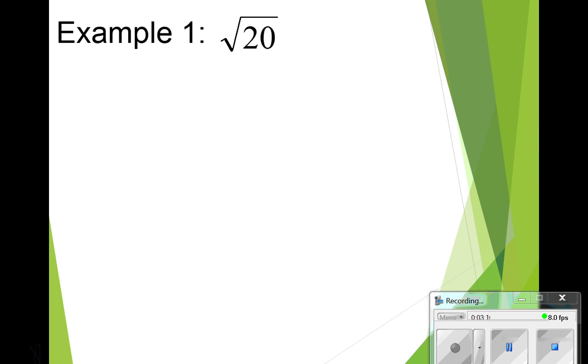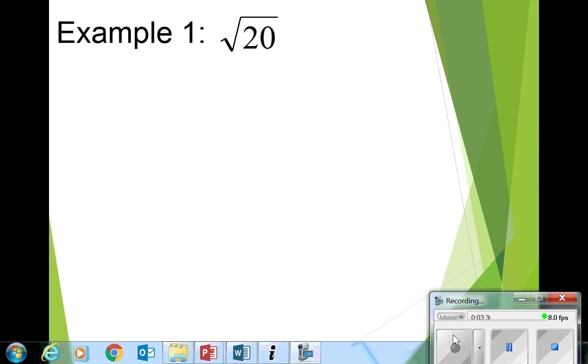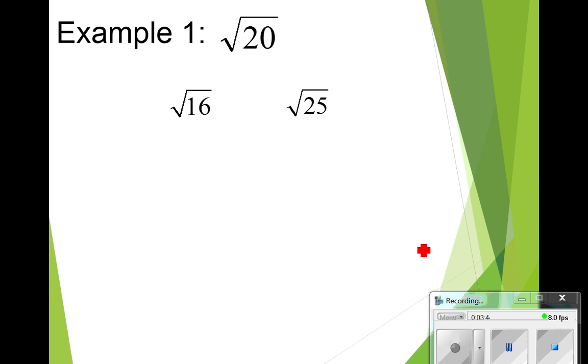So here is example 1, and it is the square root of 20. The first thing you have to do is look at your square roots table, your perfect square roots table, and find the two perfect squares that the square root of 20 would be between. Looking at your table, if you find where the square root of 20 would be, it would be between the square root of 16 and the square root of 25. And this is how you should set up your work, because we're going to do something with this tomorrow as well. So it's between the square roots of 16 and the square root of 25. Those are the perfect squares.